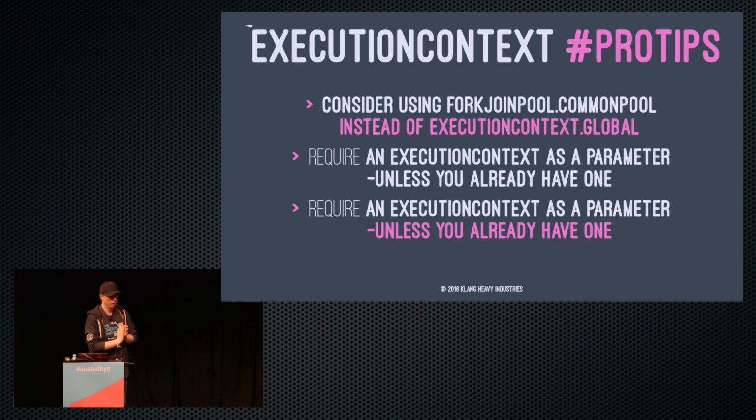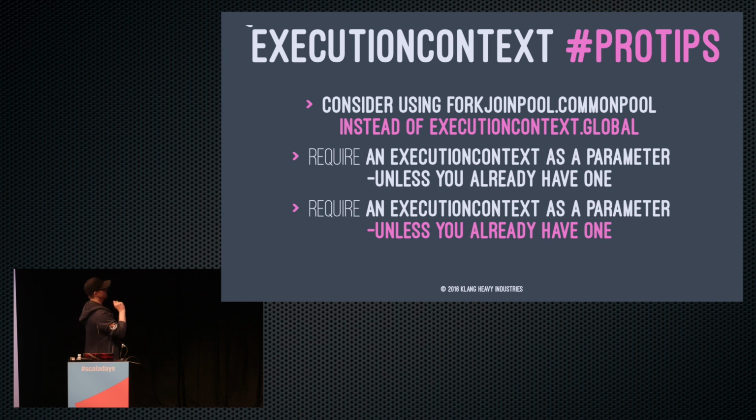Given that 2.12 is for Java 8, you may want to consider using fork join pool's common pool, because that's already there. It's already being used, and mind you that when execution context global was created, we actually had our own sort of private fork of fork join, because there was no common pool at all.